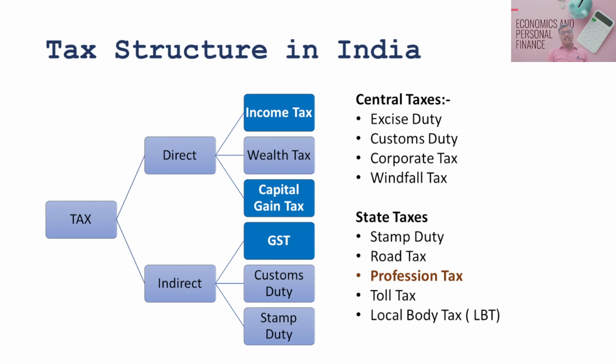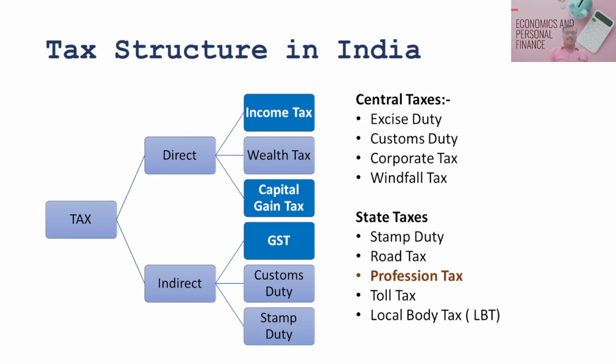Let's take a look at the slide which presents the tax structure in a diagrammatic form. As you can see, taxes are divided into two main categories, direct and indirect taxes. Direct taxes encompass different types such as income tax, wealth tax, and capital gain tax. These are taxes that are directly levied on individuals' income, wealth, or profits.